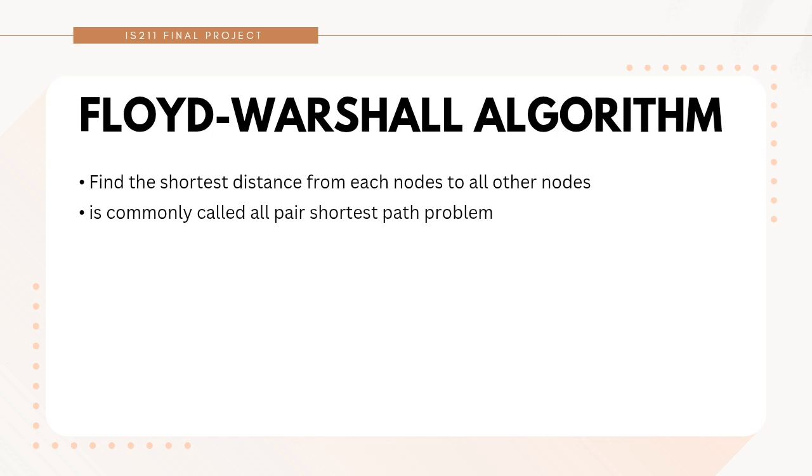This Floyd algorithm is used to find the shortest distance from each node to all other nodes in the given graph. This Floyd's algorithm is commonly called the all-pairs shortest path problem, since it is used to find the shortest path from every node to all other nodes in the given graph.